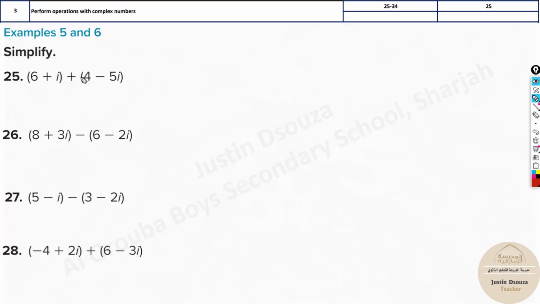By the distributive property. It's plus, so it doesn't matter. These are all the same signs. Here 6 plus 4 will be done separately, and the i parts will be done separately as well: i minus 5i. So what would be the answer? It would be 10. Sorry, I forgot to write the plus sign here. This is very important. See, it's 6 plus 4 plus i minus 5i. So it's 10 plus, it'll be minus now, because i minus 5i will be minus 4i. So this would be the answer.